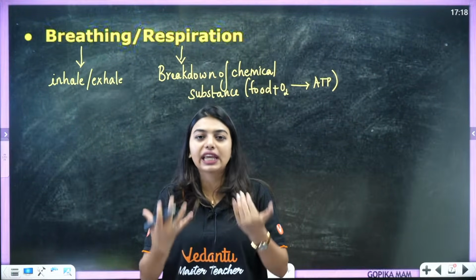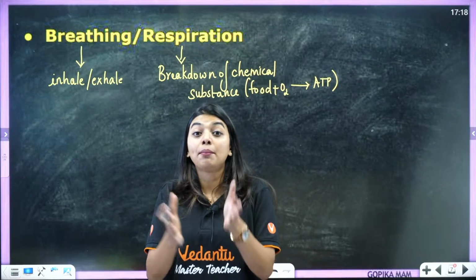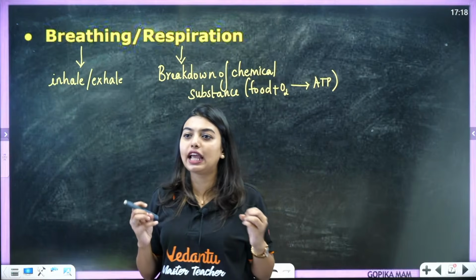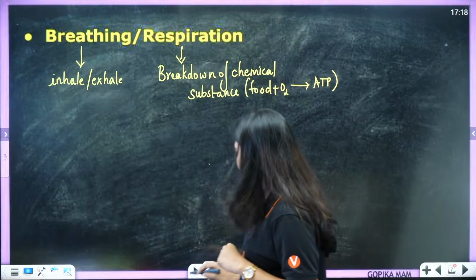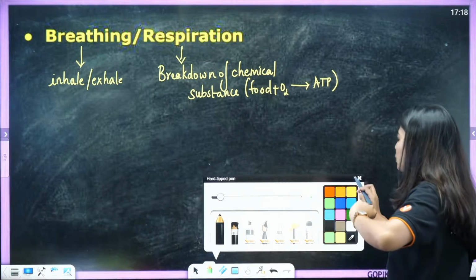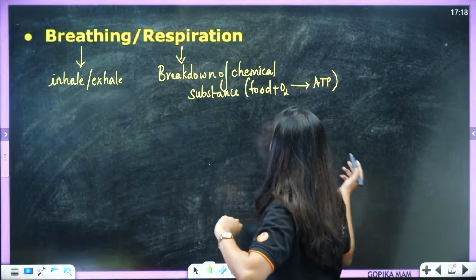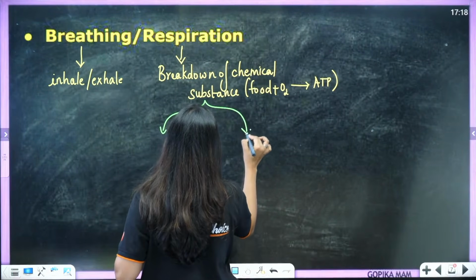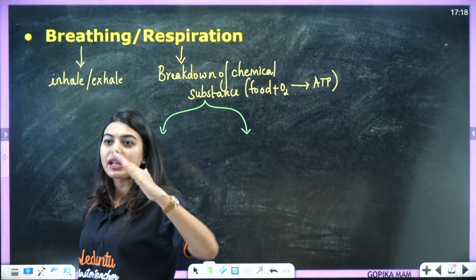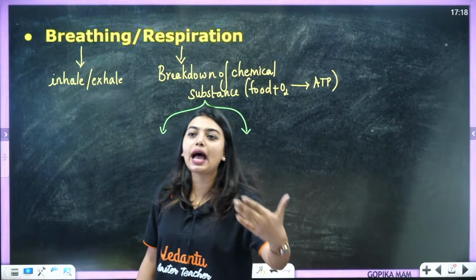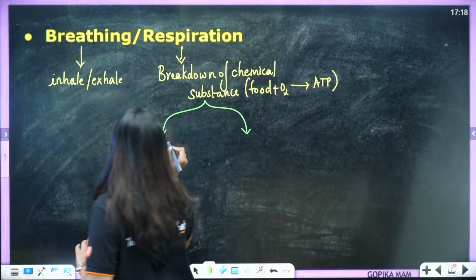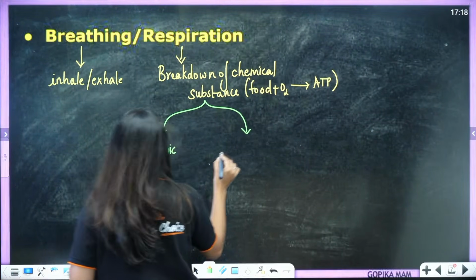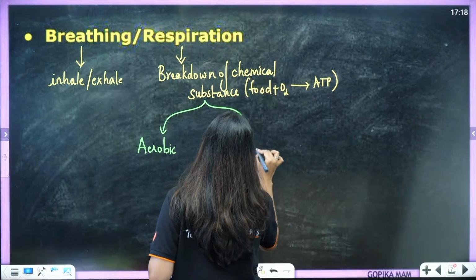Breathing means I'm just taking in oxygen, giving out carbon dioxide. But respiration means breaking down of the chemicals with the help of oxygen. Now, all of you tell me, there are two types of respiration. Tell me in the chat box, what are the two types of respiration that you know? One is in the presence of oxygen, one is in the absence of oxygen, right? Very good. Presence of oxygen, I will call it aerobic respiration. Absence of oxygen, I will call it anaerobic respiration.